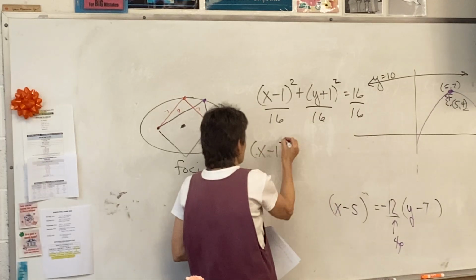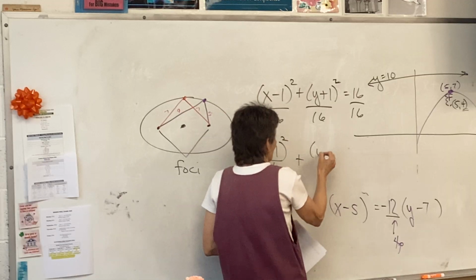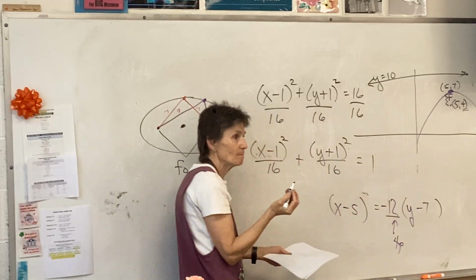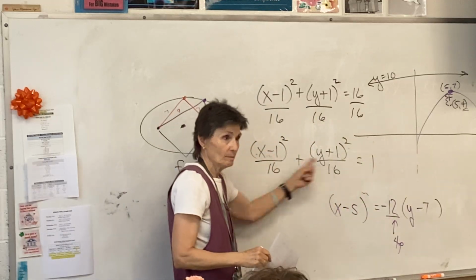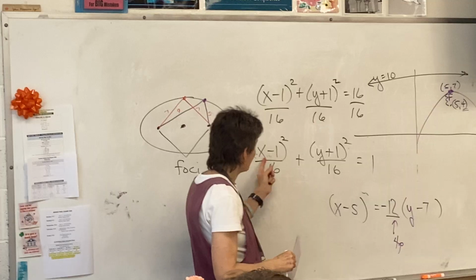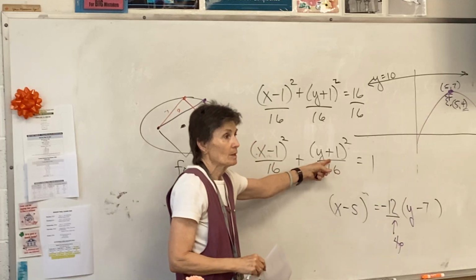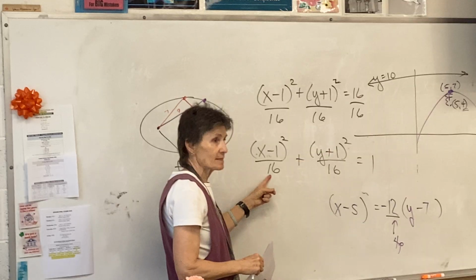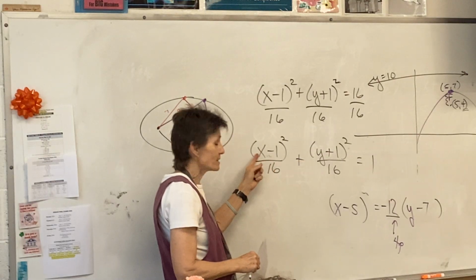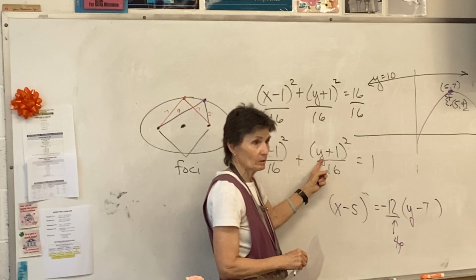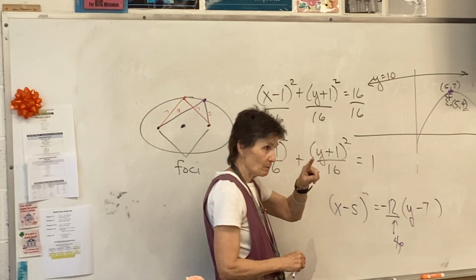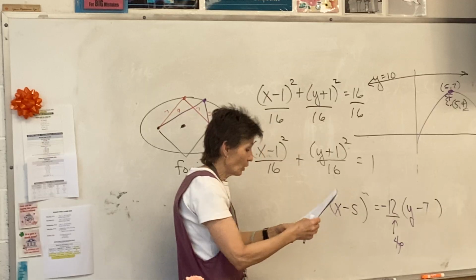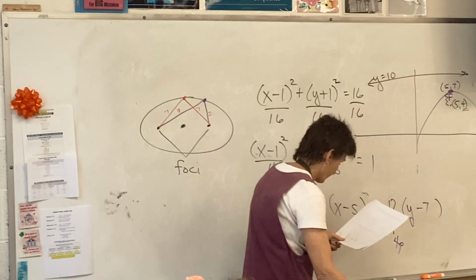wouldn't you agree this is the same equation? I just wrote it differently. Isn't that the same equation? So this is a circle centered at (1, -1) with a radius of 4. That means that in both the horizontal and the vertical direction, I would count 4 if I were going to graph this thing. So look at problem 5A.